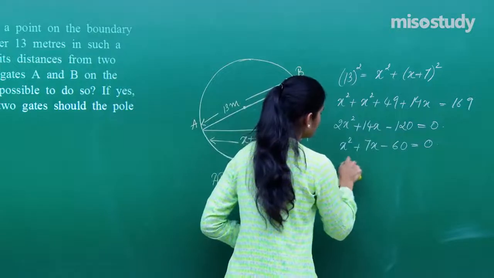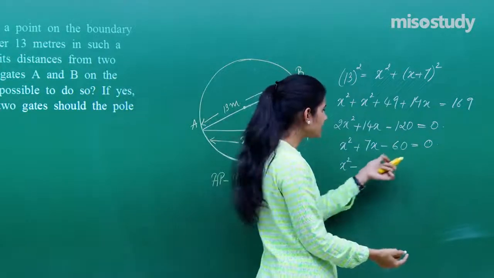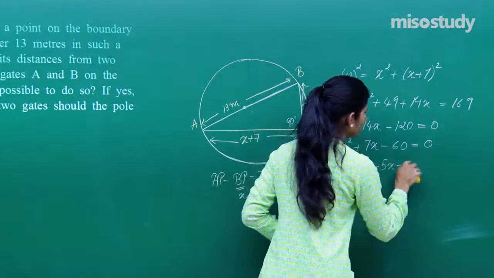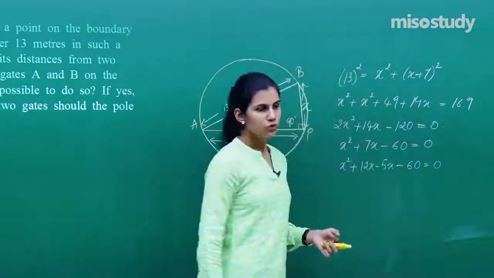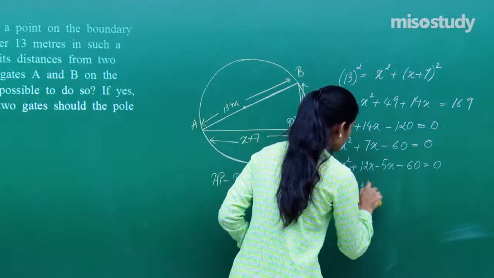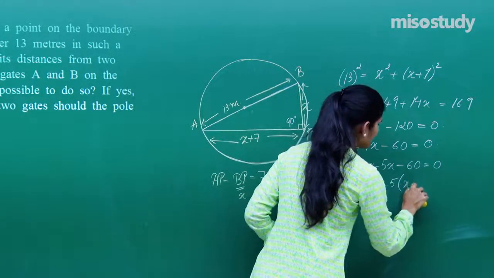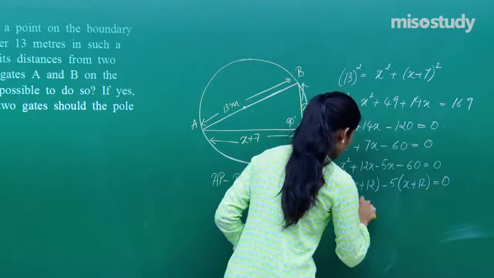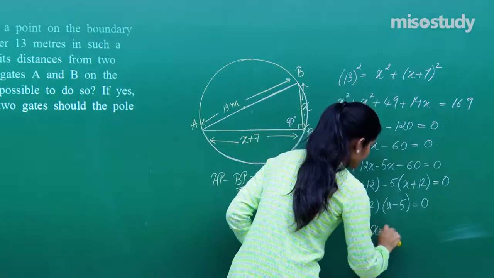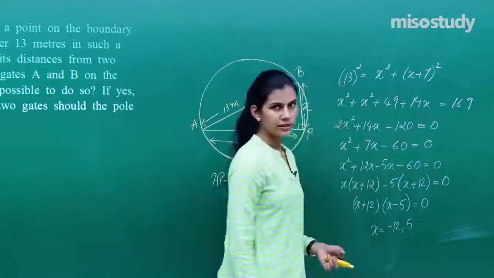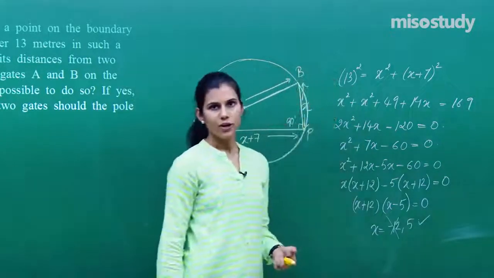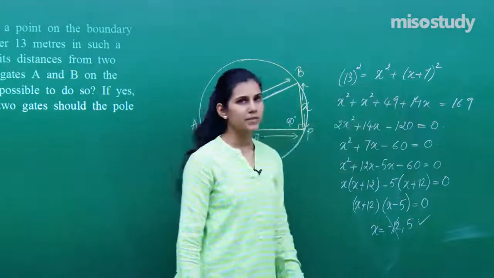Right? We just did something like this. 12 into 5 is 60, 12 minus 5 is 7. So x square plus 12x minus 5x minus 60 is 0. 12 minus 5 is 7, 12 into minus 5 is minus 60. So you have x plus 12 into x minus 5 is 0. X is coming out to be minus 12 and 5. X is the measure of a side, so it cannot be minus 12. Yes, there is a real number which is satisfying 13 square equals x square plus x plus 7 whole square.